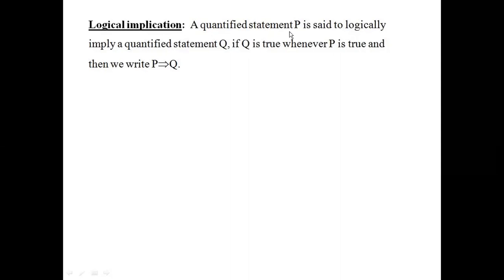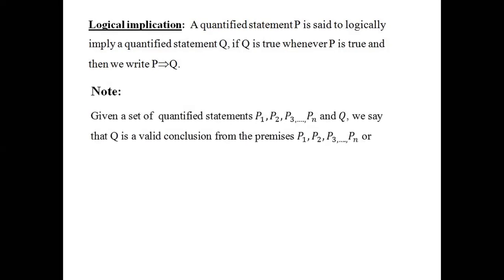So we have a quantified statement P here, and we say that P is logically implying Q, another quantified statement Q, if Q is true whenever P is true. So whenever P is true, we must have Q to be true. Then we can write down P implies Q.